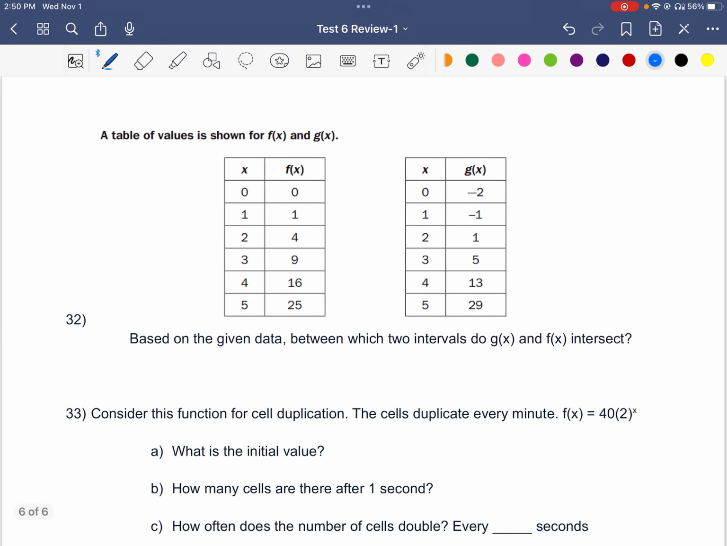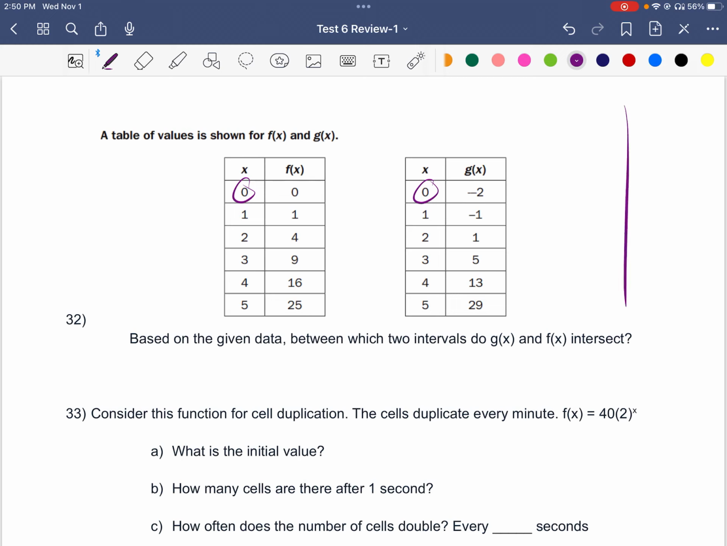All right, last page. Table of values shown for f of x and g of x. This is going to be a nice tough question. Based on the given data, when do g of x and f of x intersect? So when do they cross? All right, so if I look at when x is 0, f of x is at 0.